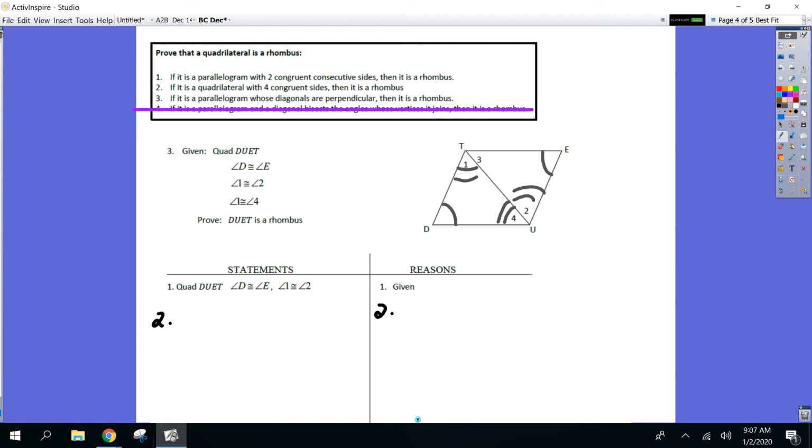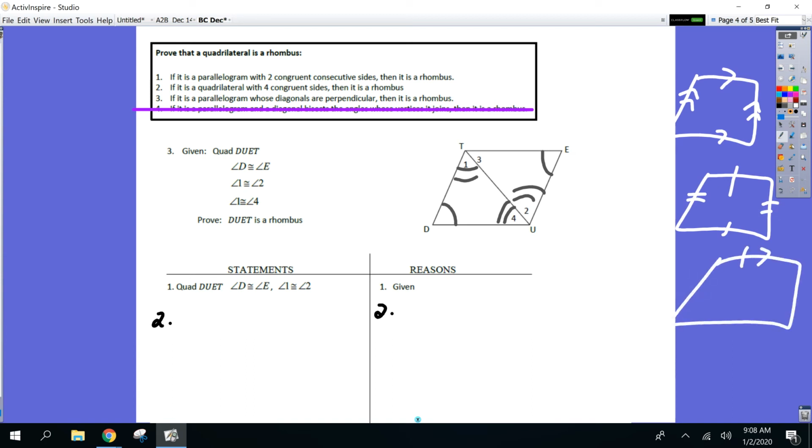All right, so my other two options, if I can't prove four sides congruent, is I have to prove it's a what first? Parallelogram. All right, so this is stuff we did before break. I don't expect you to know off the top of your head, but can you get this TEUD to be a parallelogram? Maybe one pair. I'm not going to do diagonals bisect because there's only one diagonal. Think you can get that for me?